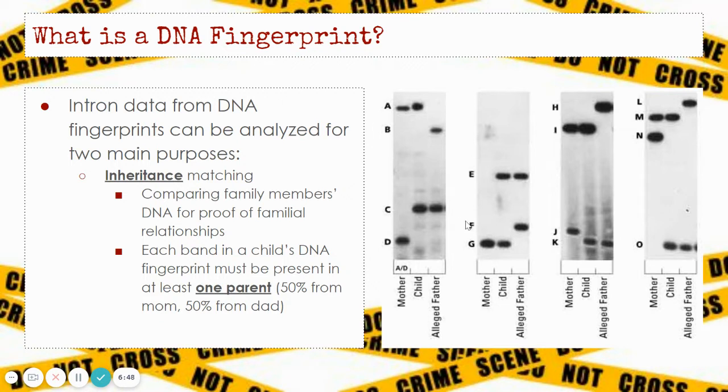For example, in this one, here's the mother, here's the father, here's the child. You can see these faint bands here match the father. This one up here matches the mother. Same here. This matches the mother. This matches the father. So every band is accounted for. Every band is either going to match the mother or the father. So we would say this is a positive match. So every band from the child is going to match one or the other.